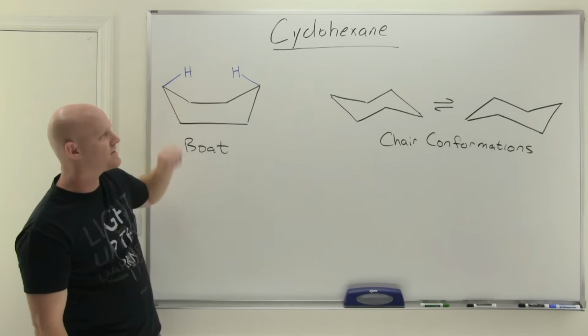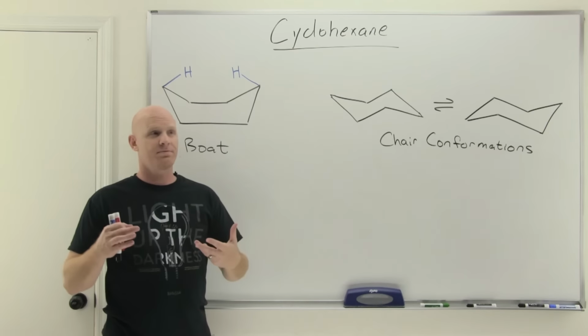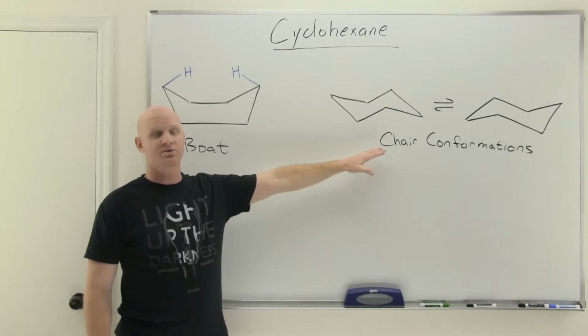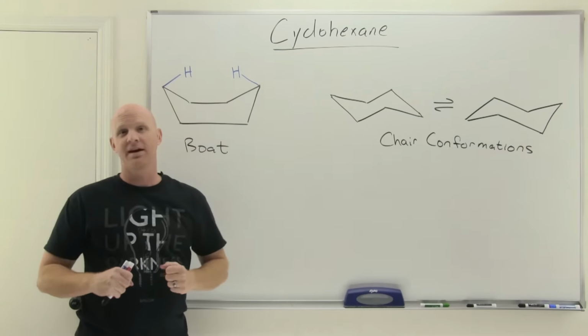Now, it turns out there's also things called twist boats where this just kind of twists some of the angles a little bit and stuff like that. And the only thing you really got to know is that cyclohexane has some other conformations besides the ones we're going to spend the entire lesson studying that are called boats or twist boats, and they're higher energy, and therefore there's not a lot of them actually present in solution.